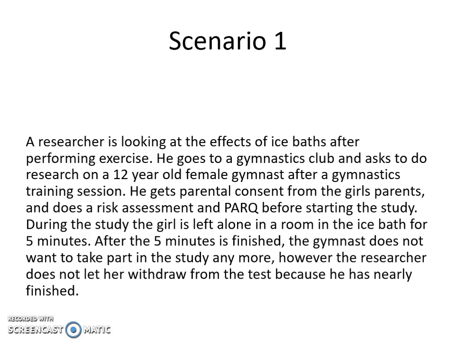So in this scenario, some of the good practice points include the researcher getting parental consent from the gymnast's parents, because due to her being under the age of 18, she is legally unable to give consent, and so the researcher had to get it from her parents or carers. He also did a risk assessment and a PARQ before, meaning that he checked for any potential risks that could have occurred during the test, and then the PARQ allowed him to find out more about the girl's health condition and her lifestyle.